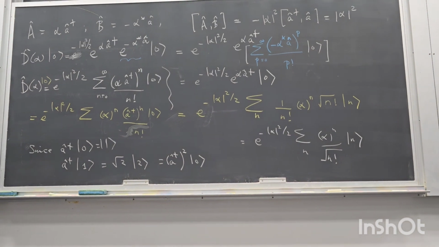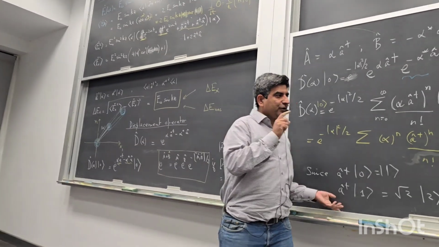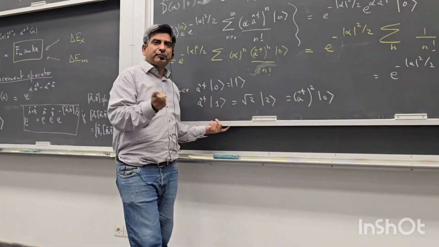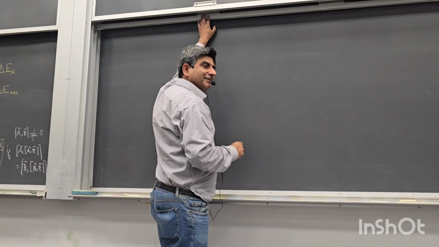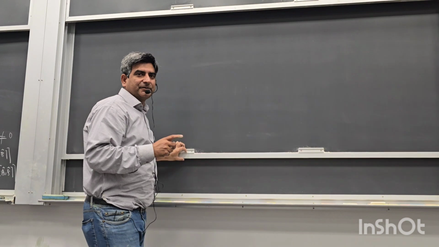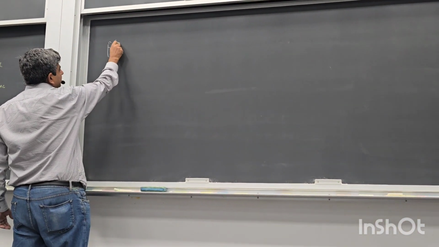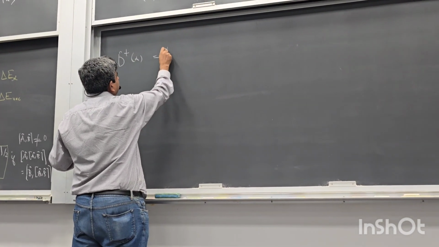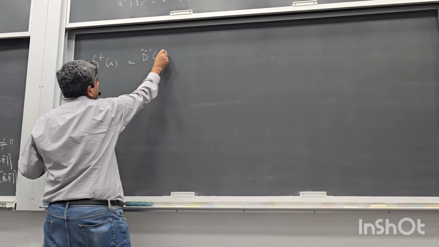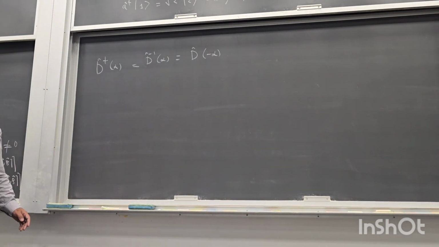So the displacement operator turns a vacuum state into a coherent state. The second question in the homework will be about the displacement operator. This is something I will ask you to prove. If I take the dagger of the displacement operator, that is the inverse of the displacement operator, which is really the displacement operator acting through minus alpha. So I can bring a coherent state back into vacuum.